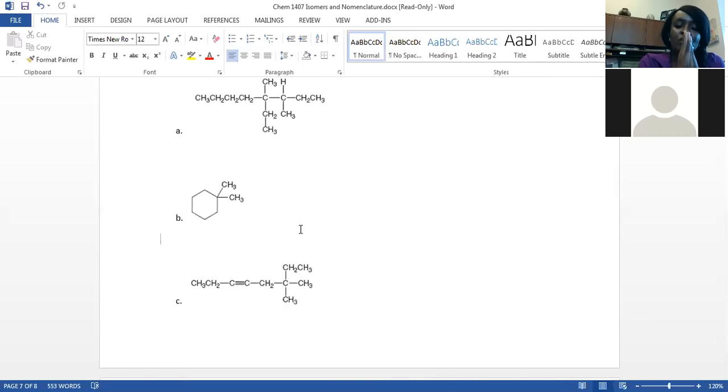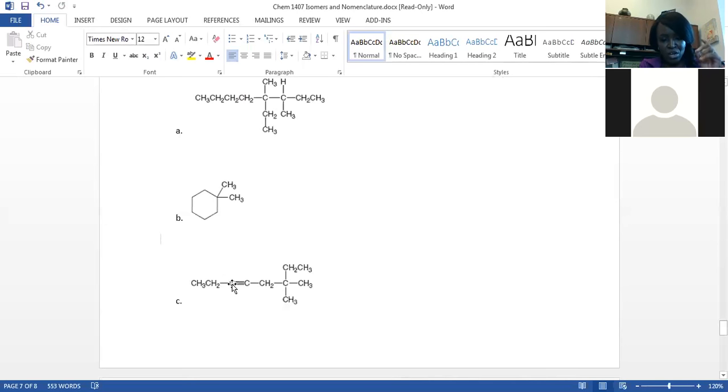The next thing you want to do is number that longest chain. In numbering the longest chain, please realize that when you have a double bond or triple bond or a heteroatom, it controls where you start numbering your longest chain from. What I mean by that is, if you look at your longest chain here, to get to your triple bond, you count the carbons. So carbon 1, 2, 3. The triple bond is attached to carbon 3.